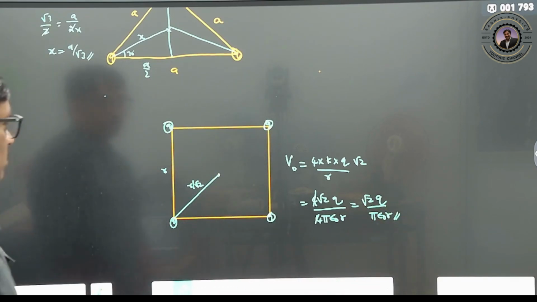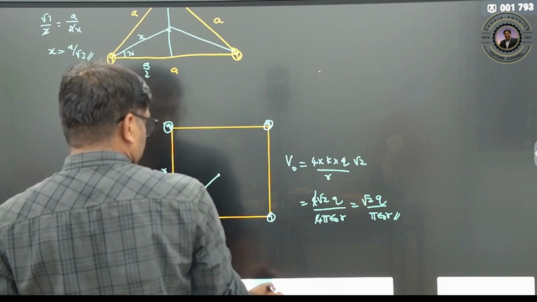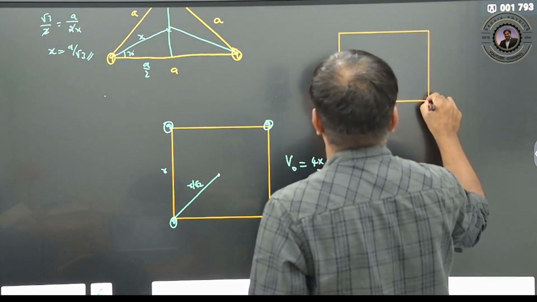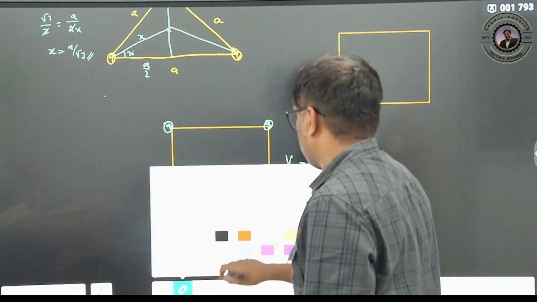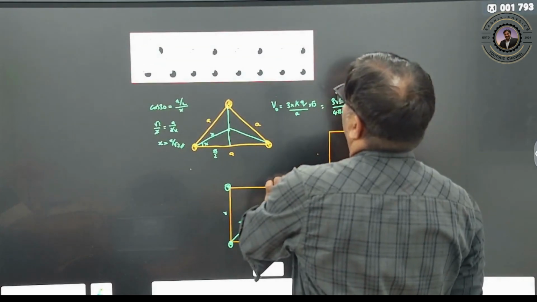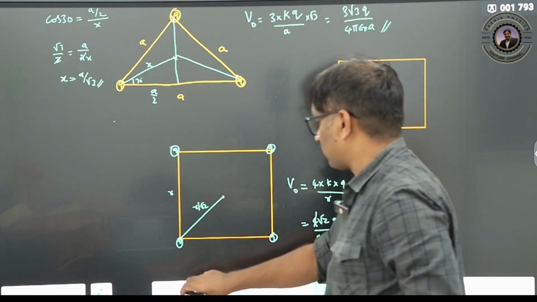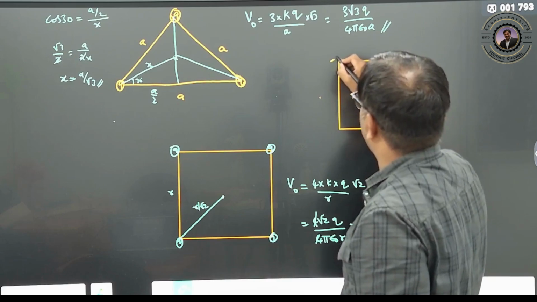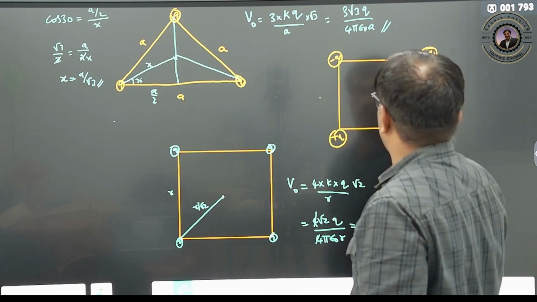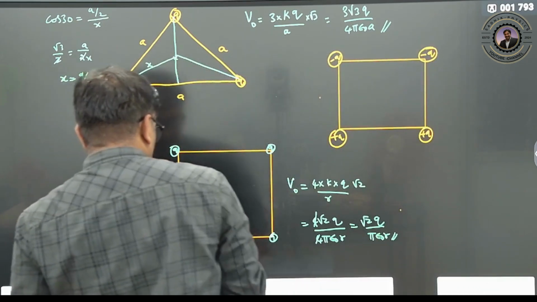In this way, similarly, we can do one more question. Here also there is a square. Here it is minus q, here also minus q, here it is plus q, here also plus q. We want to calculate the potential at the center of this one.